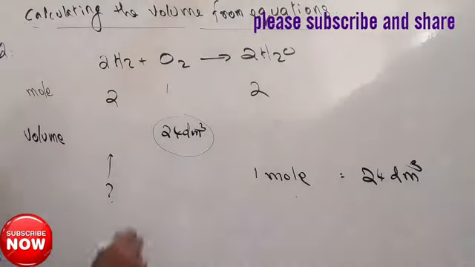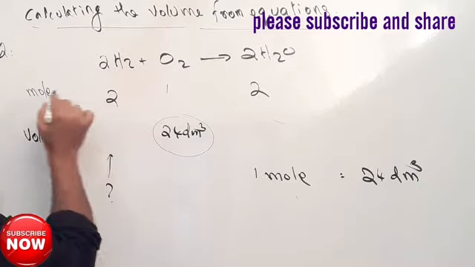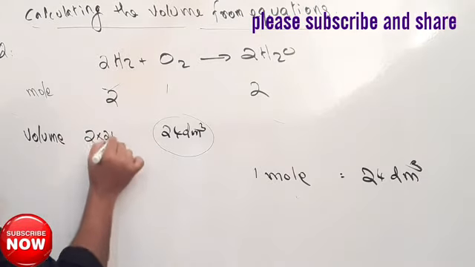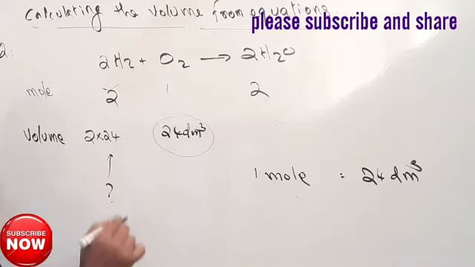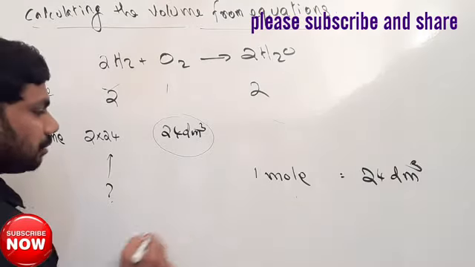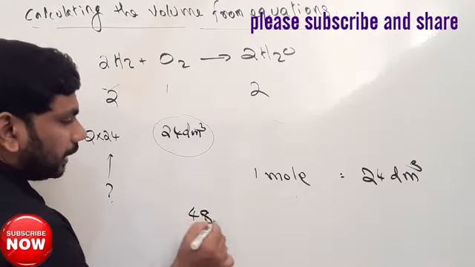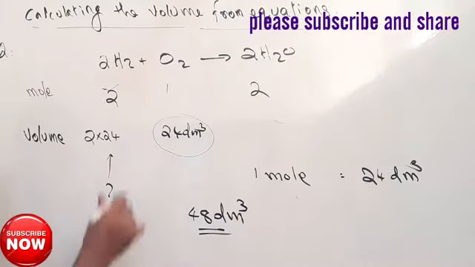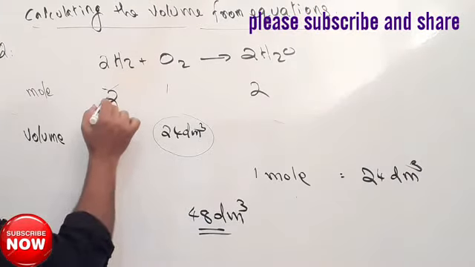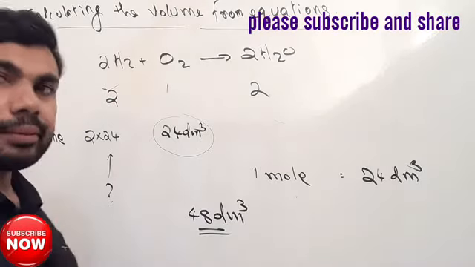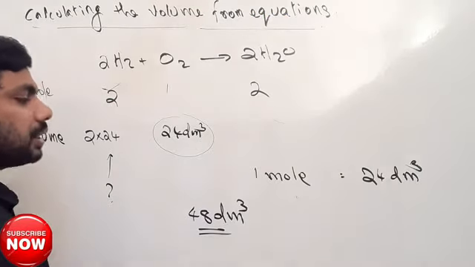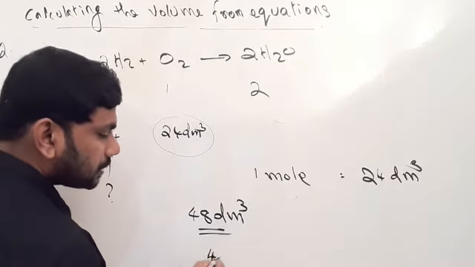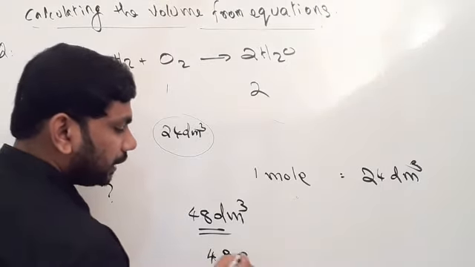So here you have to find the volume of hydrogen. Its mole is 2 mole, so 2 times 24. The volume of hydrogen reacted is 48 decimeter cube. 2 mole hydrogen means 2 times 24, so 48 decimeter cube, and you can convert this into centimeter cube.